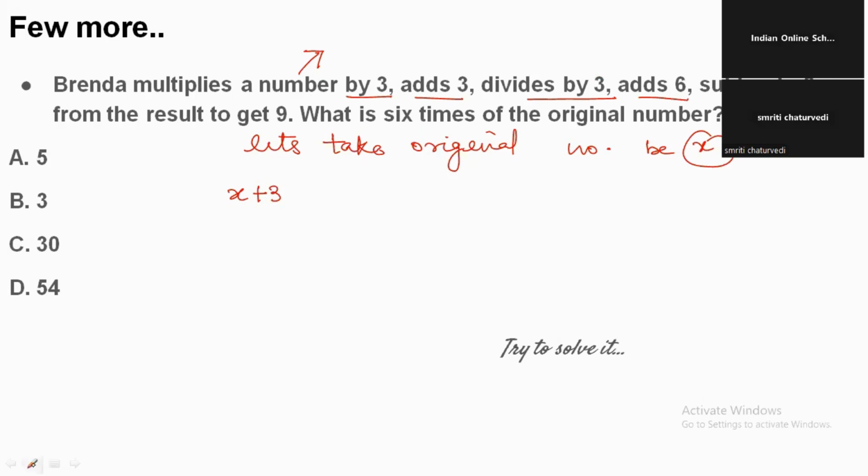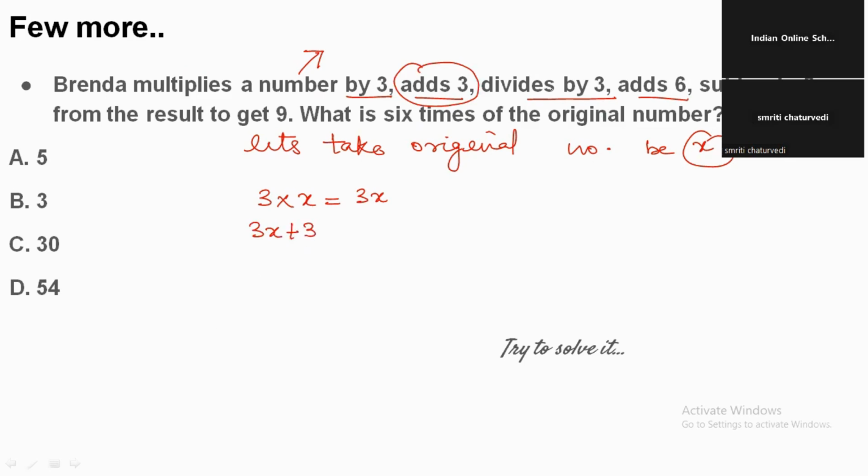Sorry, first she is multiplying x by 3. So we need to multiply x by 3. When we multiply x by 3, it means 3 times x, which equals 3x. Correct. Now after multiplying x with 3, she is adding 3. So we need to add 3 over here, so it becomes 3x plus 3.